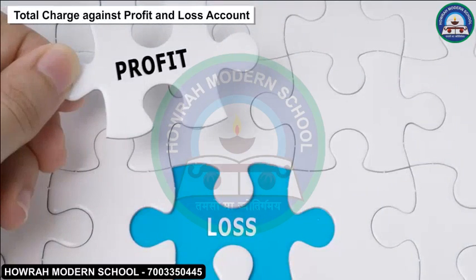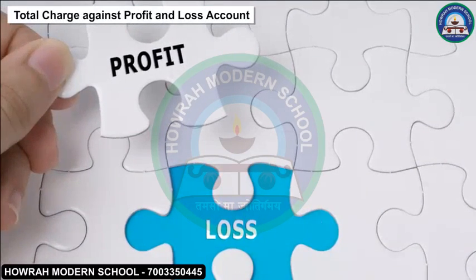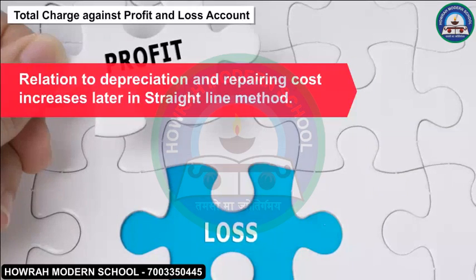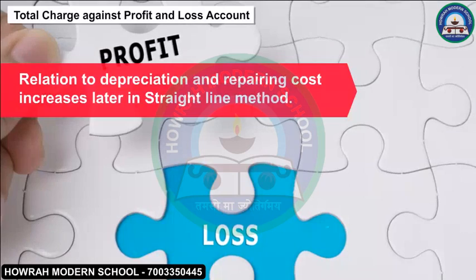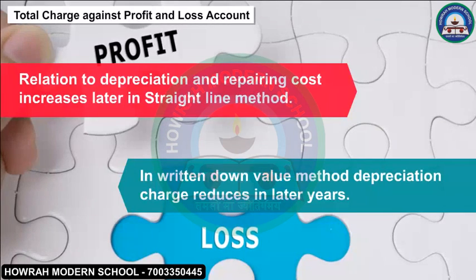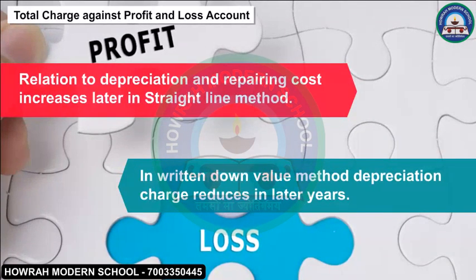Total charge against profit and loss account. The total charge against profit and loss account in relation to depreciation and repairing cost increases later in straight line method, whereas in written down value method, depreciation charge reduces in later years.